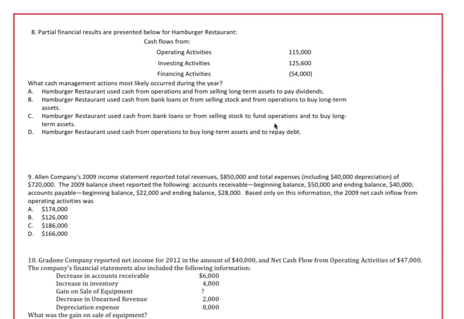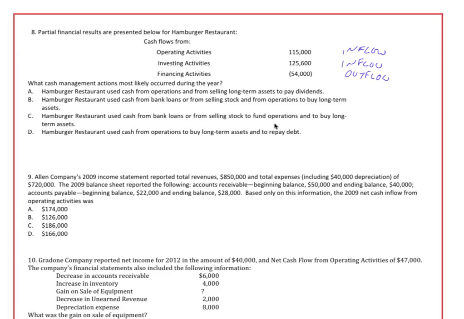Next is question 8. Partial financial results are presented below for the hamburger restaurant, and we have cash flows from operating activities, so that's a big inflow. Not bad. So it looks like it's profitable, spinning off cash. The investing activities, this is an inflow as well, so seems odd. Maybe they're disposing of something. And the financing activities, cash going out, so maybe they're repaying loans, maybe they're paying dividends. And the question says, what cash management actions most likely occurred during the year?